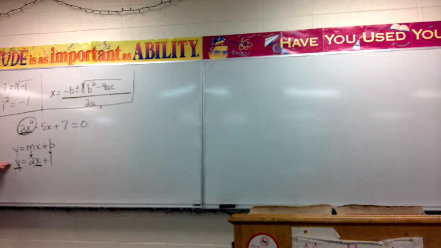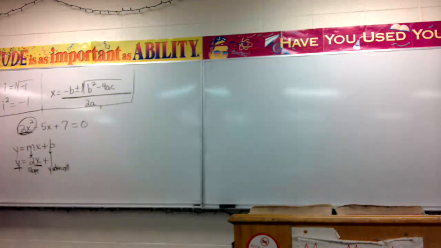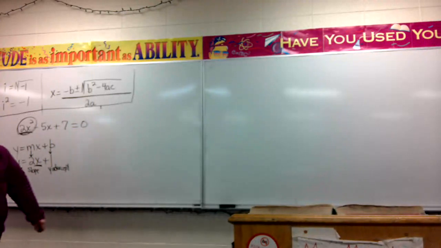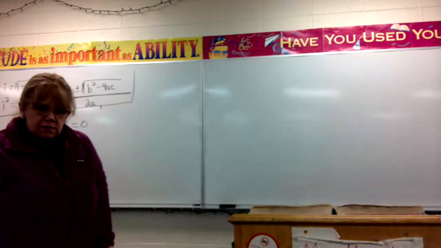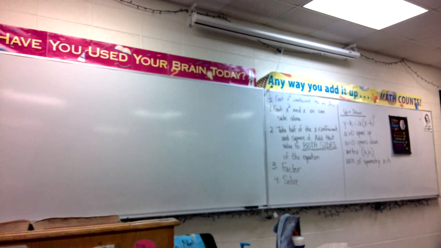This is an equation for a line. What does this value tell you? The slope of the line is 2. And what does this value tell you? The y-intercept, right? Well, so just like that, we have this equation for the parabola way over there. Do you see it way over there?